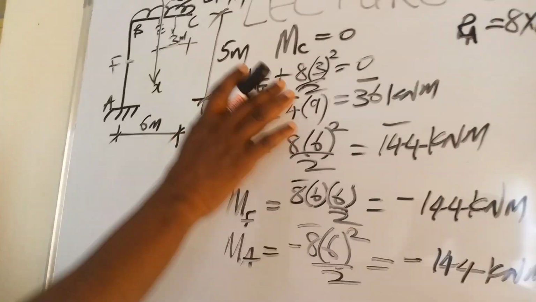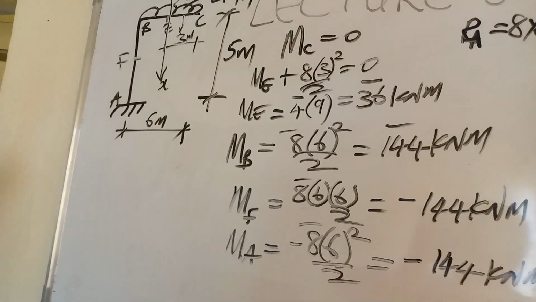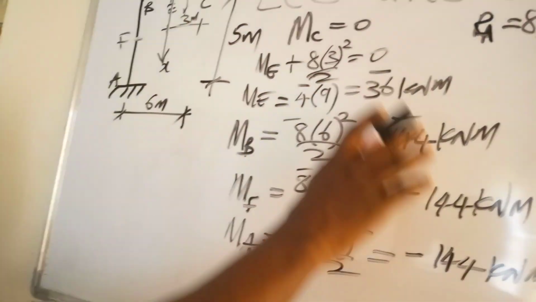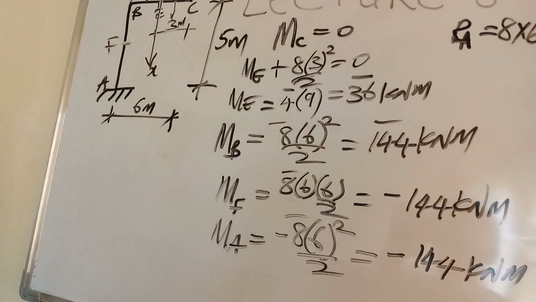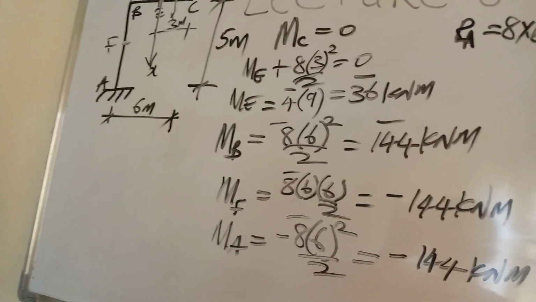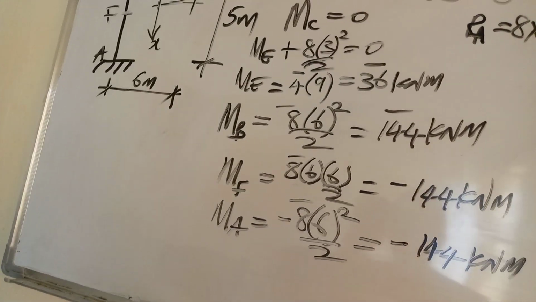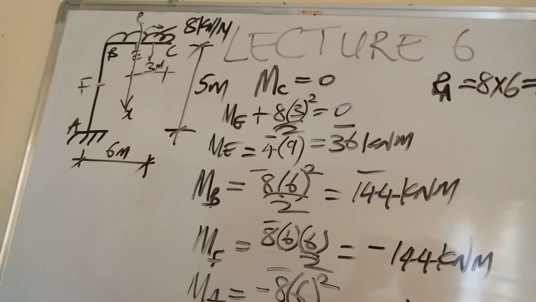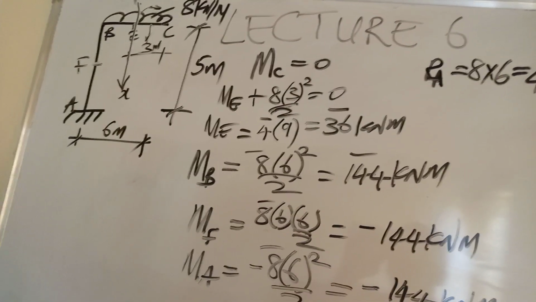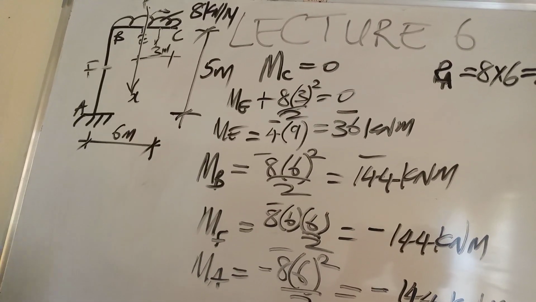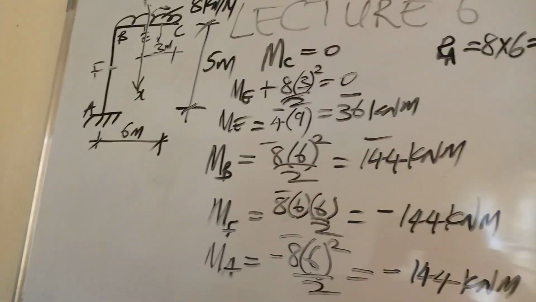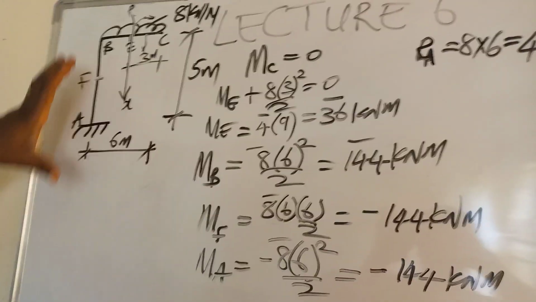So this is the moment in this frame ABC. The moment at C is equal to 0. The moment at E is equal to minus 36 kilonewton meter. The moment at B is minus 144 kilonewton meter. The moment at F is minus 144 kilonewton meter. The moment at A is minus 144 kilonewton meter. So we have gotten all the moments.